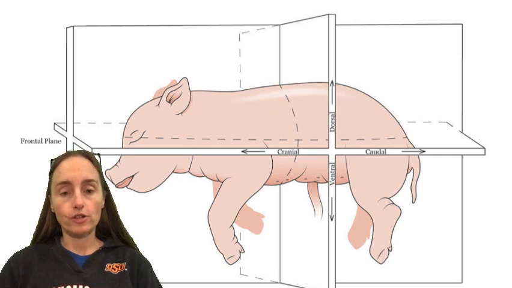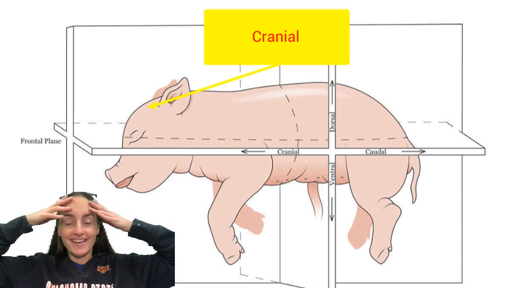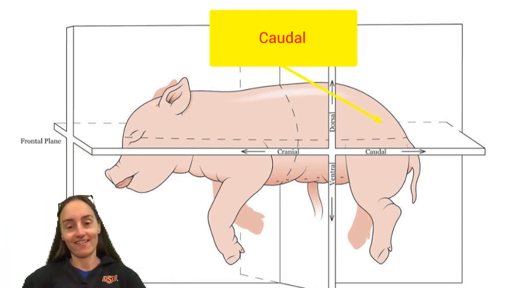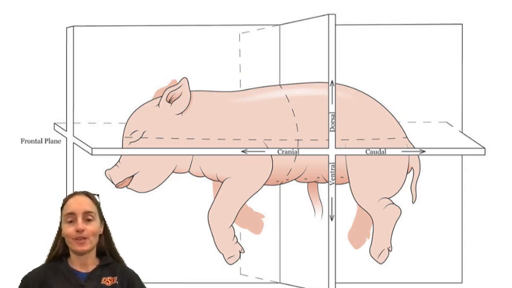There's two other directions that sometimes you'll see. Anything cranial is the head. So cranial is your head and caudal is your tail, the tail region. So we use those. Those aren't used as much in the lab, but you will see those pop up.